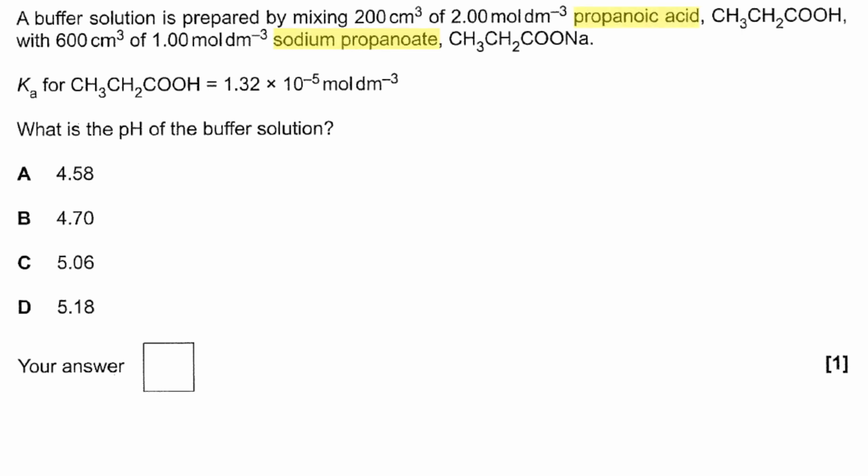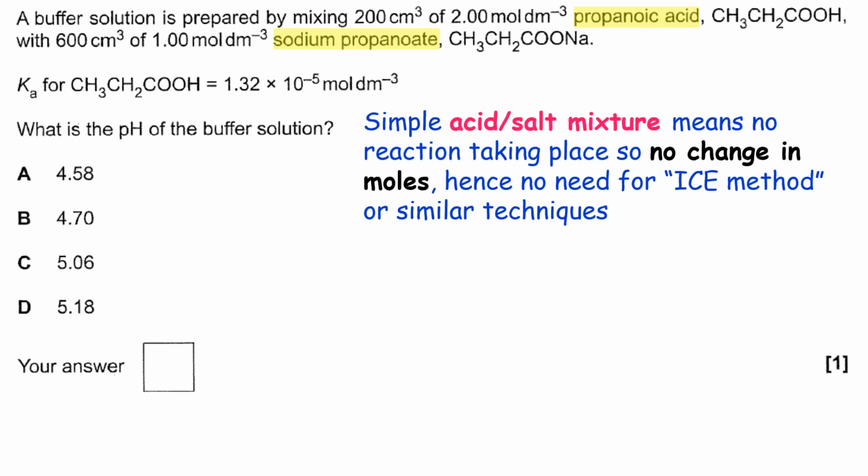So start out by having a look at what the two components are, then that allows you to decide how you're going to do the calculation. So what's on offer here is a simple acid-salt mixture, so there's no reaction taking place such as in a partial neutralization or such like. So there's no change in moles, so there's no need for the ICE method or similar techniques to work that out.